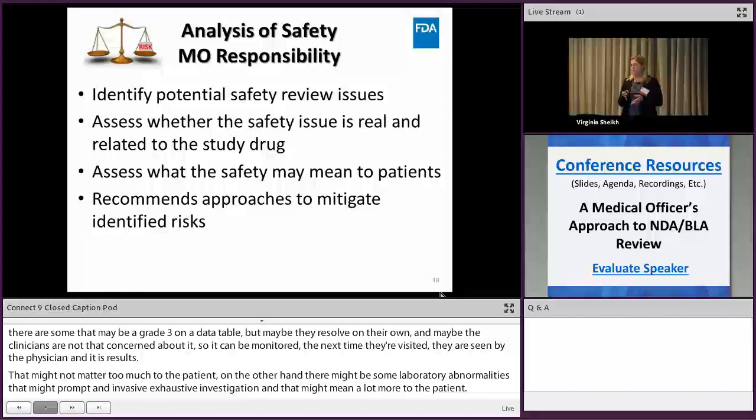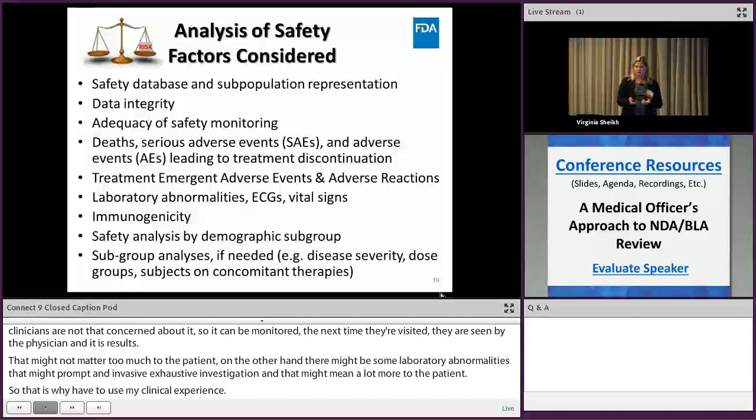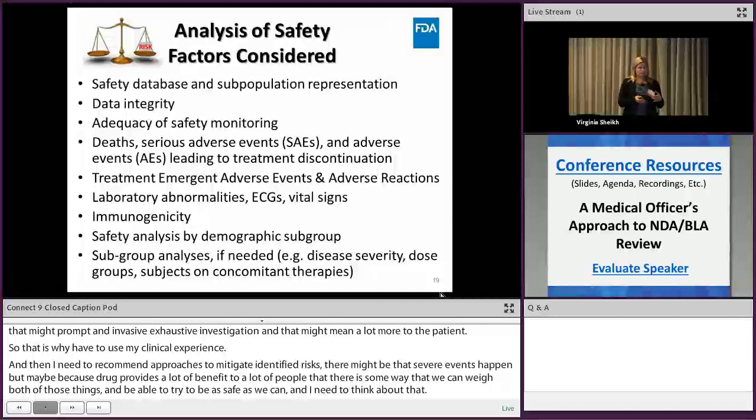And then I need to recommend approaches to mitigate identified risks. So there might be severe events, but maybe because the drug provides a lot of benefit to a lot of people, there's some way that we can weigh both of those things and try to be as safe as we can. And I need to think about that as I'm reviewing. I'm looking at a lot of factors. I'm looking at the safety database and determining whether or not the population that's included in the safety database is reflective of the patients who are actually going to receive the drug outside of clinical trials.